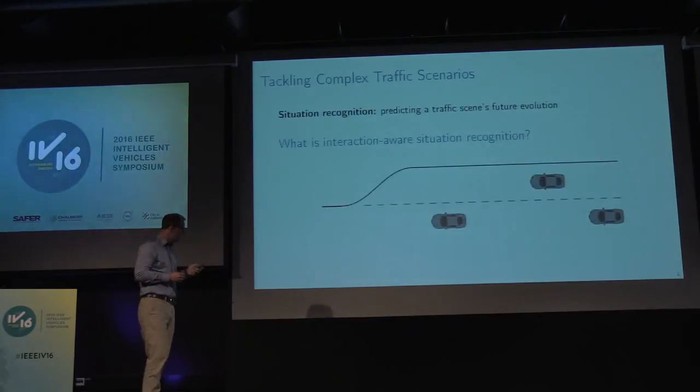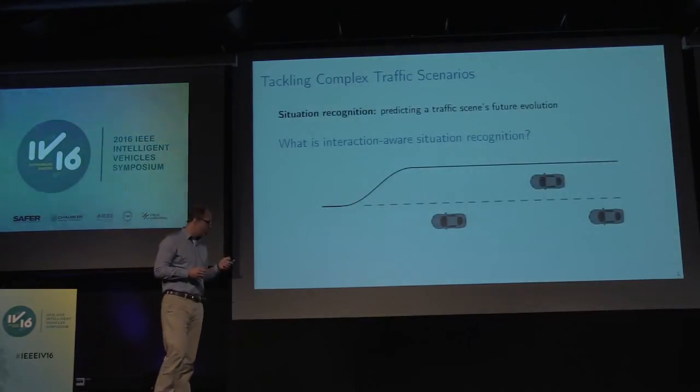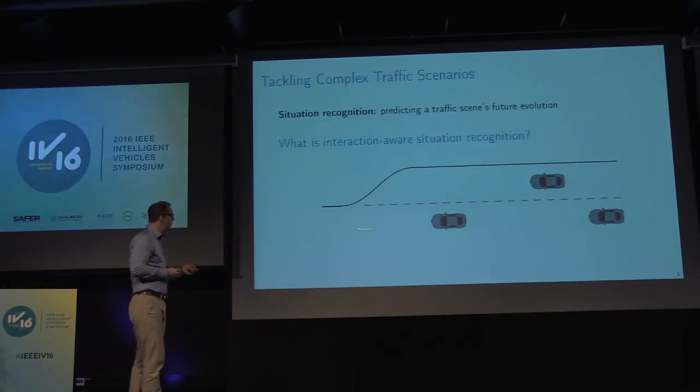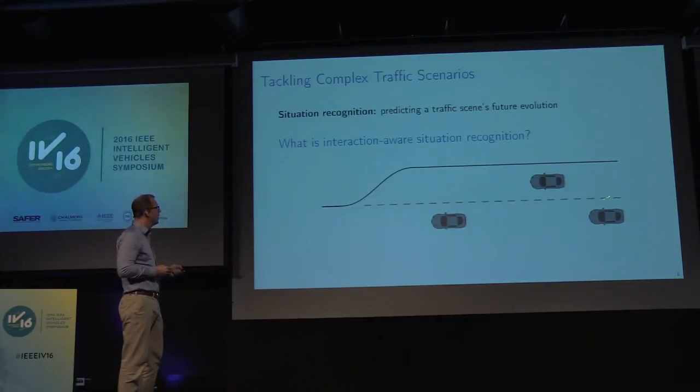So let's start with a simple example. Here we picked out an entering scenario. Here you have a car entering on a driveway, or driving on a driveway, and it wants to enter this highway here, and here you see the rightmost lane of the highway.